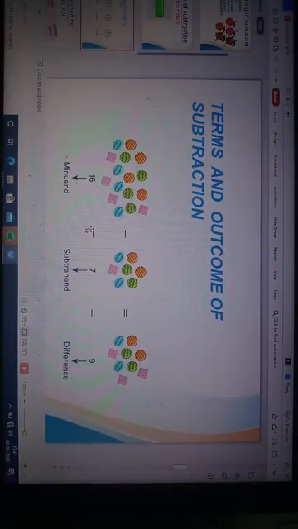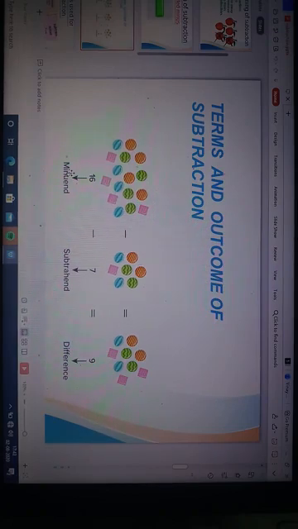Now next is terms and outcome of subtraction. It means what do we call the numbers used in subtraction? The number which is bigger is written first and is called minuend.